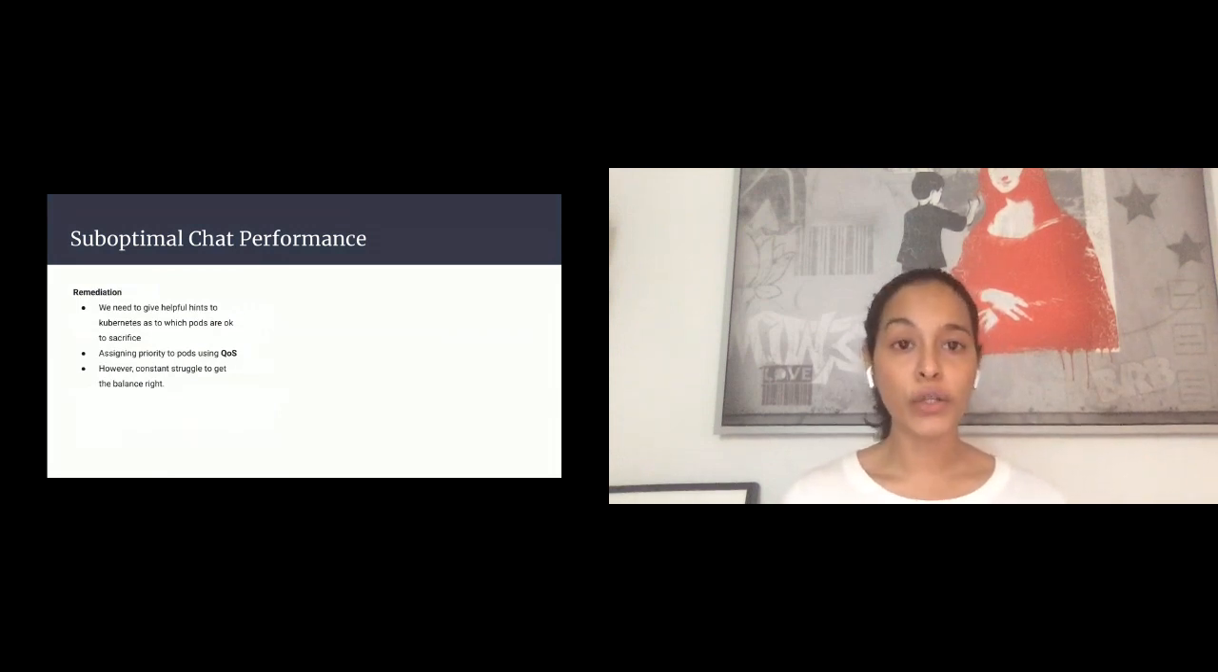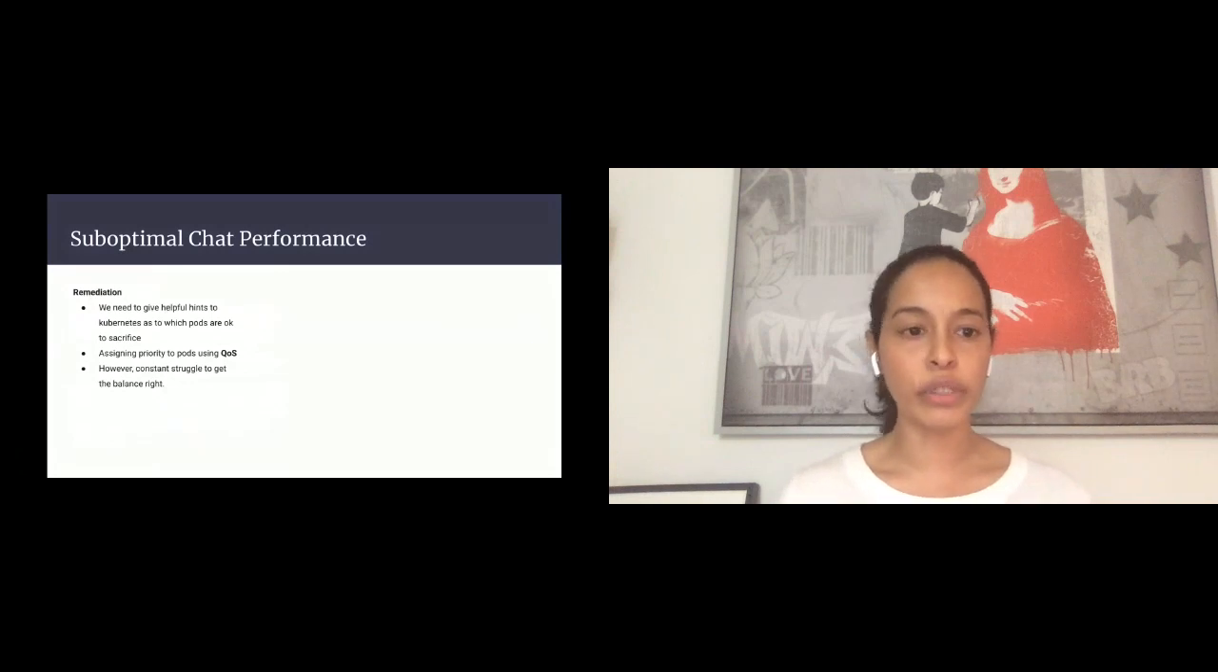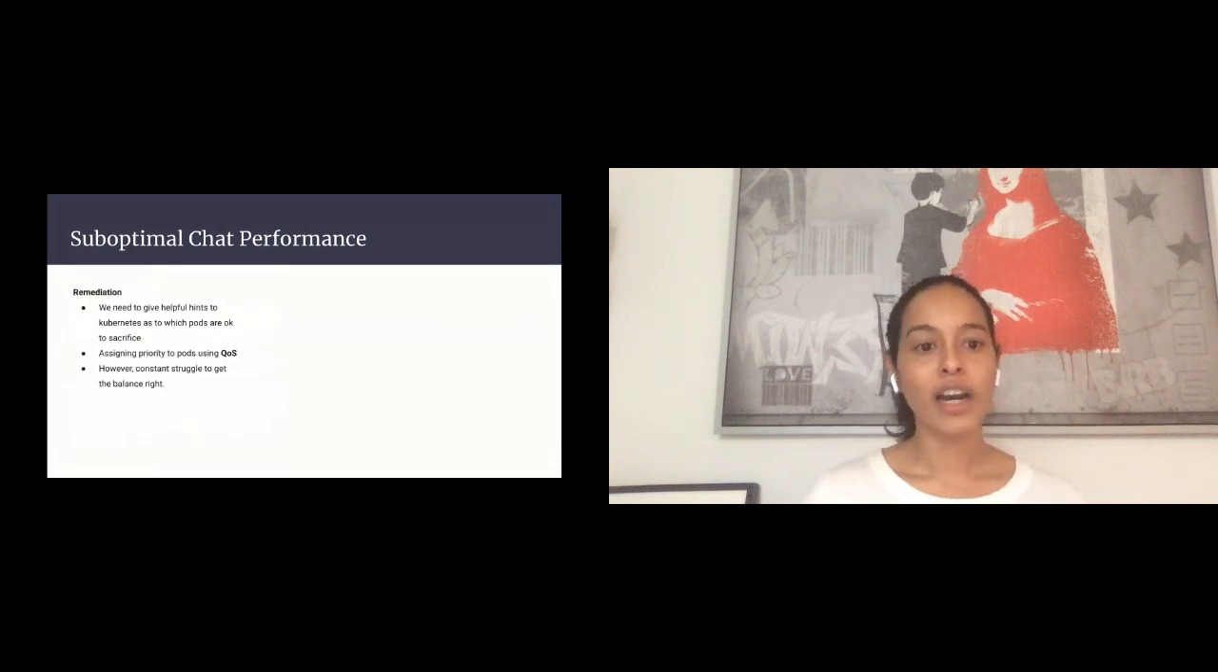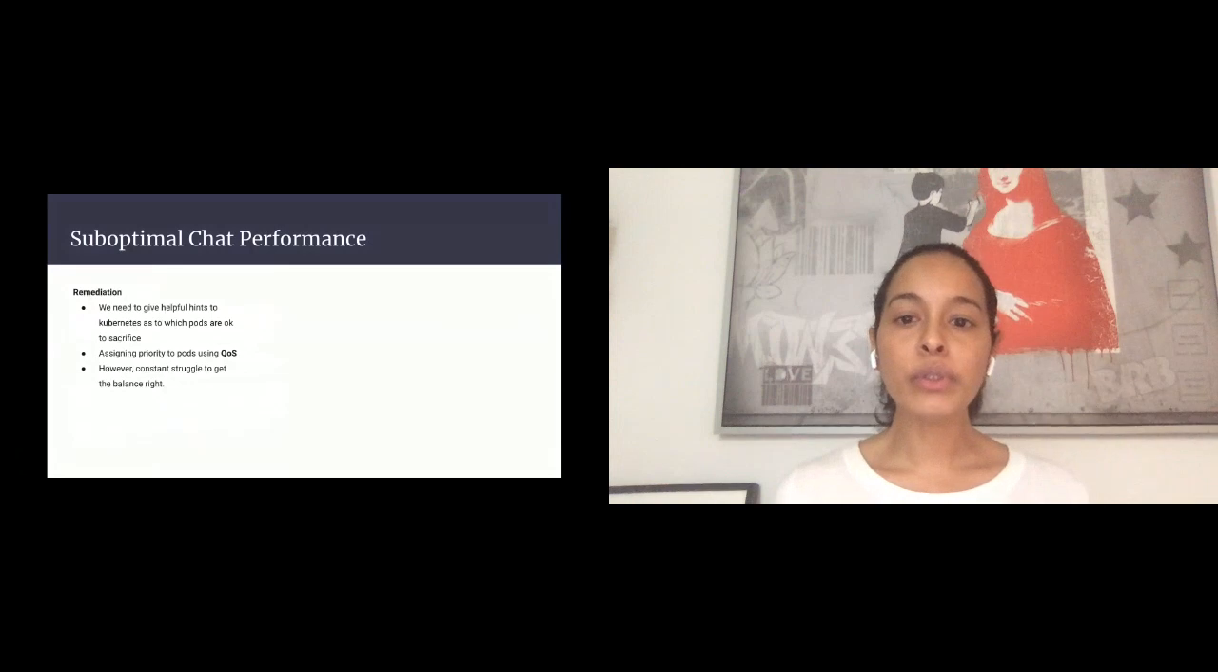How do you assign priority to your pods? You use what is called QoS, or quality of service configuration. There are 3 distinct types of QoS. One is guaranteed. It's the highest priority. Obviously, as the name indicates, it's guaranteed, right? Another is burstable, and then there is best effort.